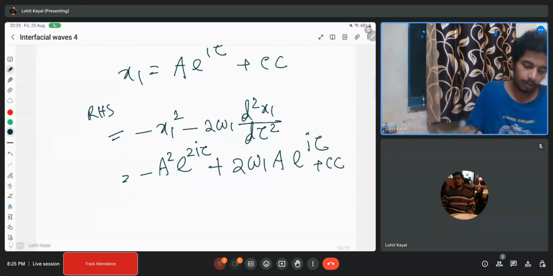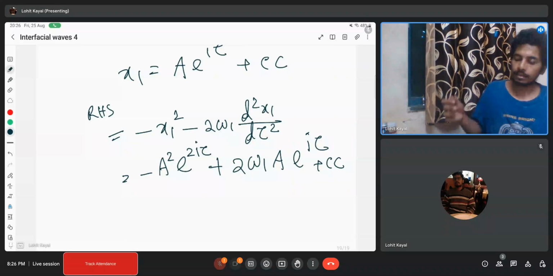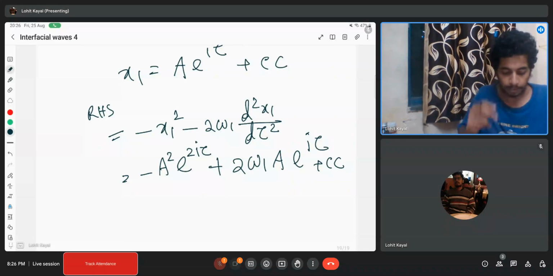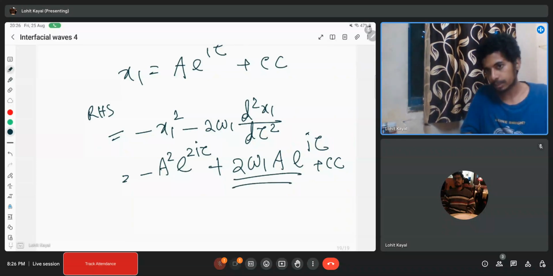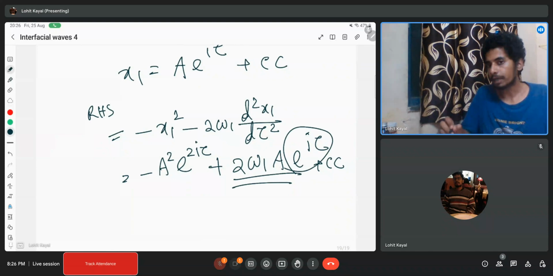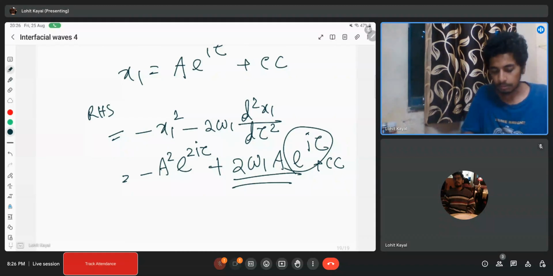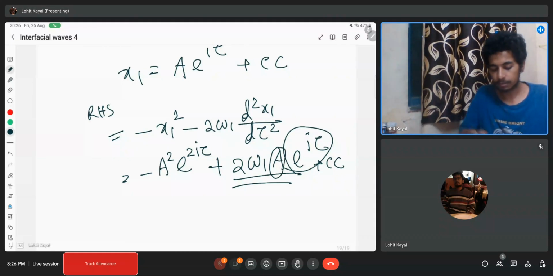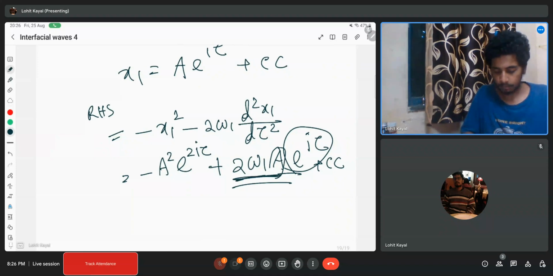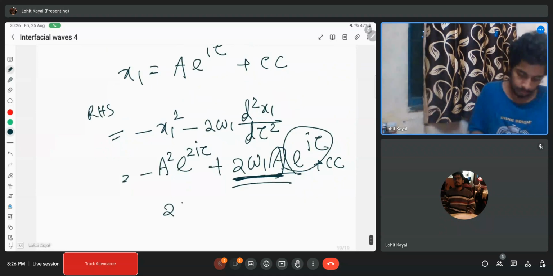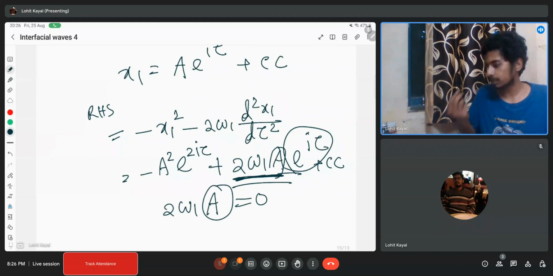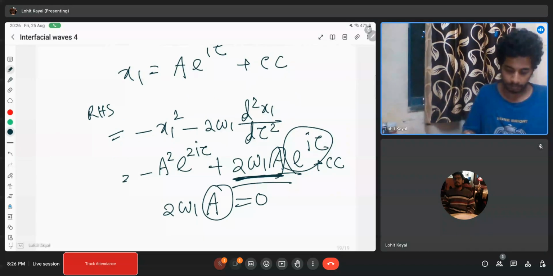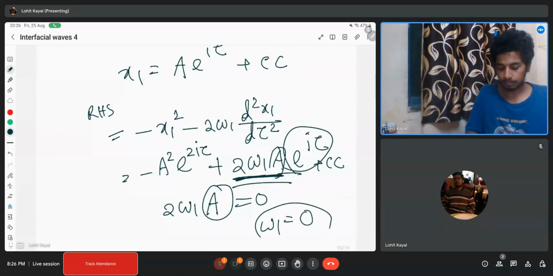So remember again, I am repeating it because you are probably doing it for the first time: we need to remove the secular term from the right hand side in order to get the physical solution. The secular term is the e to the power I tau term, so the coefficient associated with it, 2 omega 1 a, has to be 0. Now a can't be 0, because if a is 0 then the solution is trivial. So the only choice is omega 1 equal to 0.